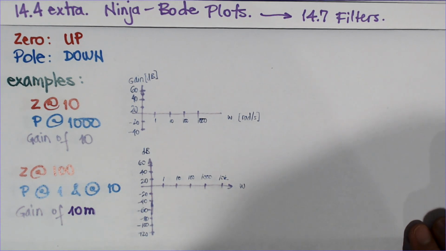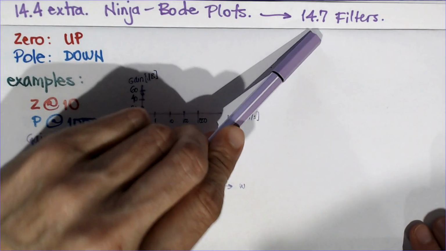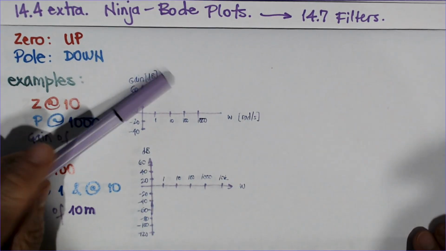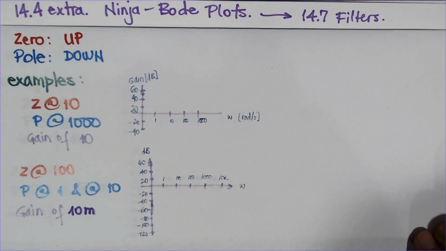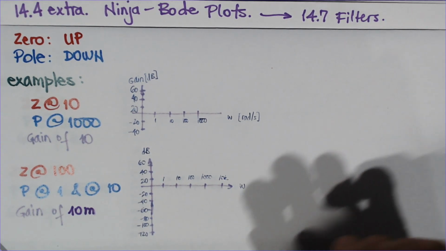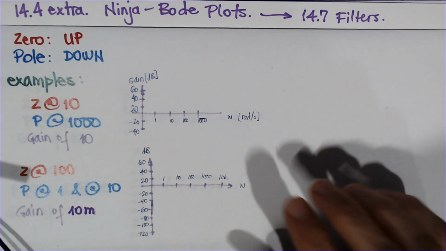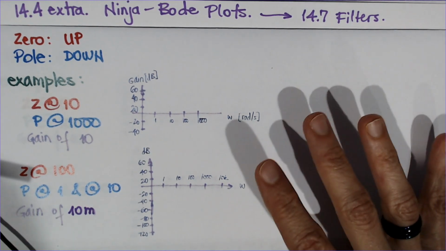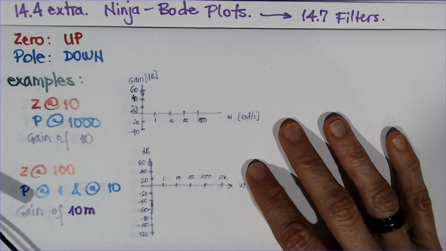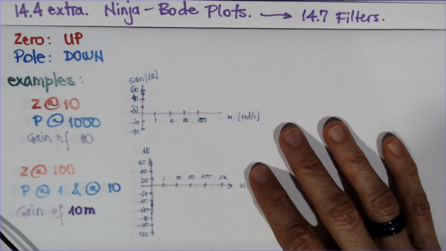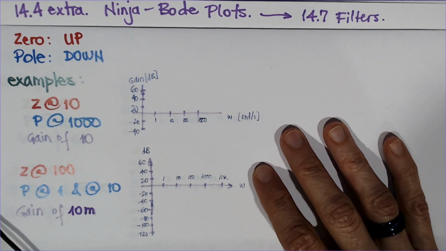Okay, so there's a follow-up video. It's the beginning of 14.7 on filters, but really, if I were in class, I'd be making many more examples of Bode plots without giving you the transfer function. So this is what I'm going to do here, 2 examples of how to quickly come up with a Bode plot without having to really sum up all the individual functions.